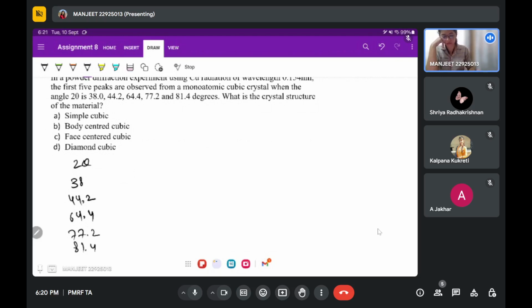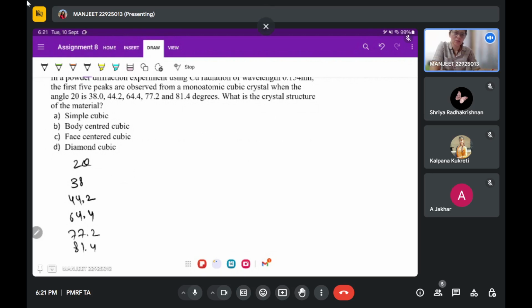So we are given the positions of the first five peaks of the cubic structure, and we have to find whether it is simple cubic, body centered, face centered, or diamond cubic. We have to find out which crystal structure this is. So how will we proceed with this one?